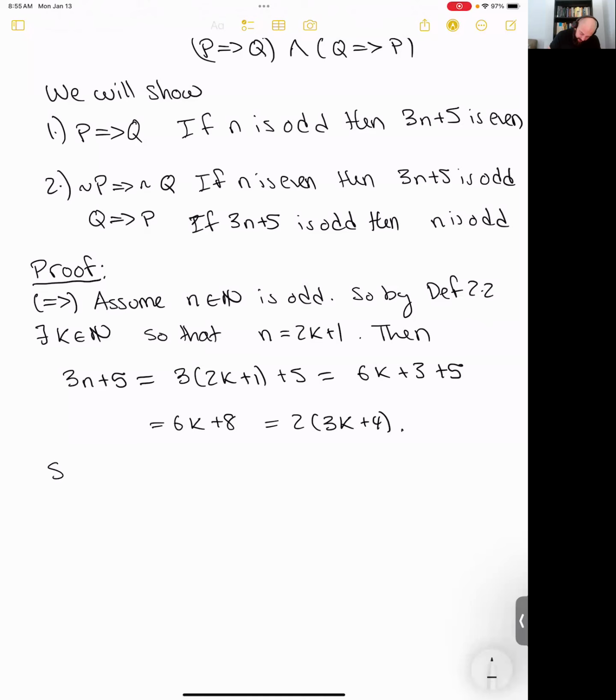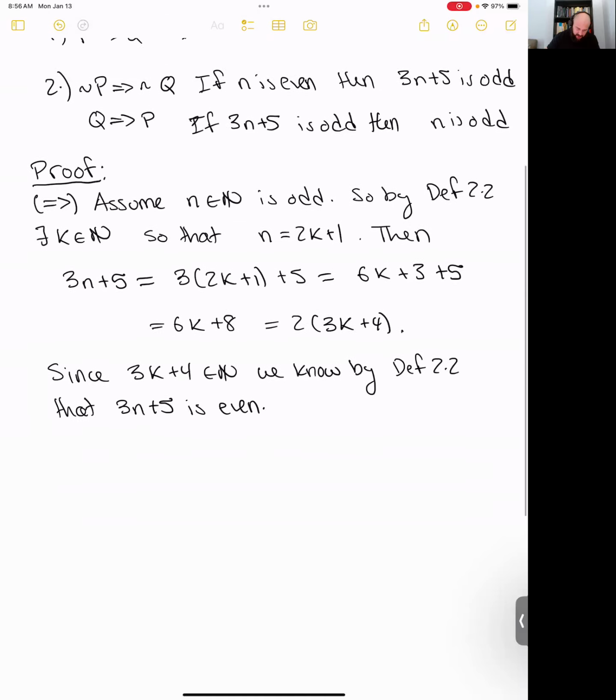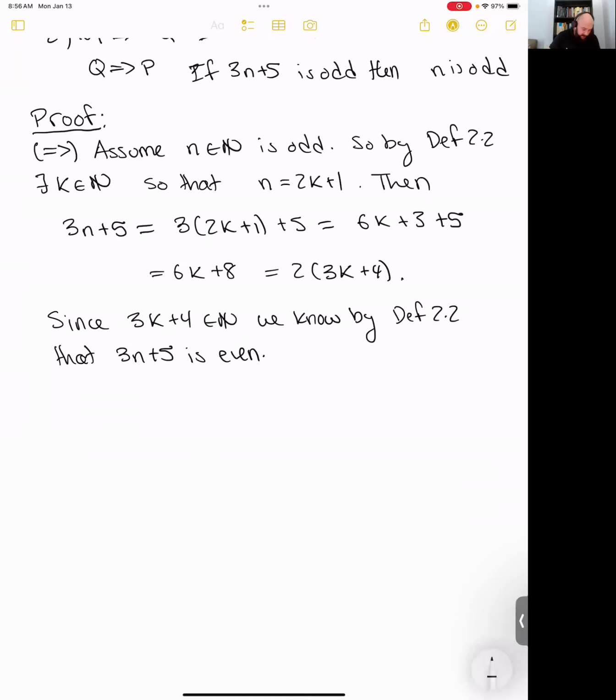And so since 3k plus 4 is a natural number, we know by definition 2.2 that 3n plus 5 is even. Great. So that was the forwards implication. And now we'll do the backwards implication. And when you do the backwards implication here, you should tell the reader that you're going to do this by contrapositive.